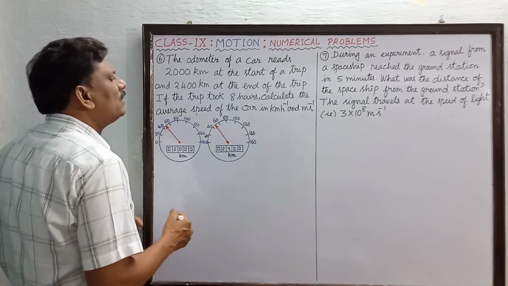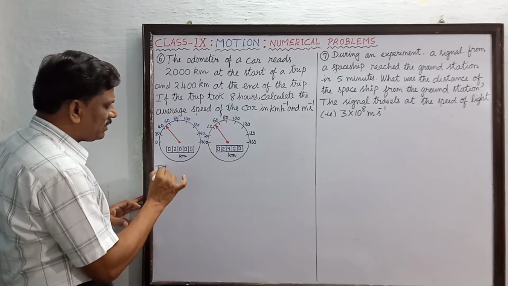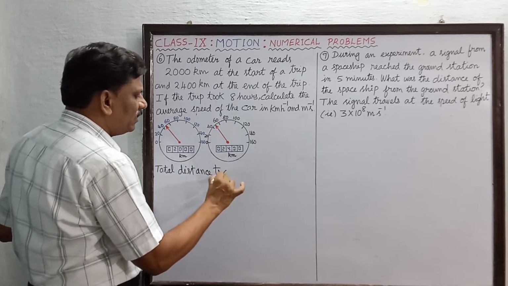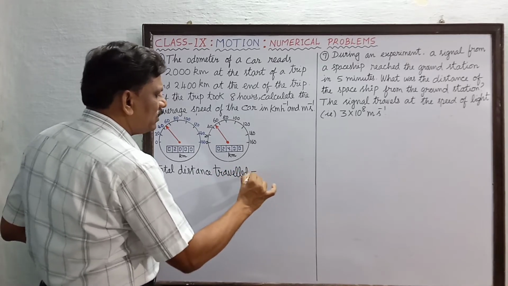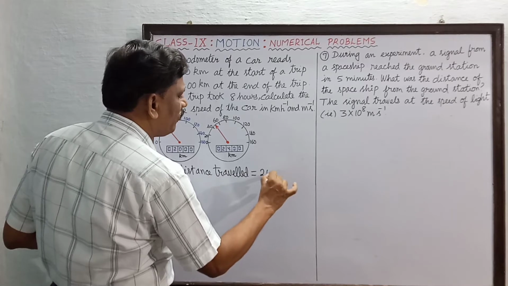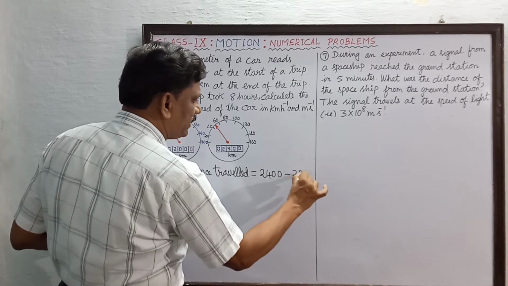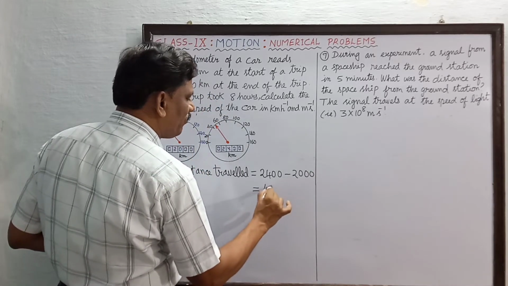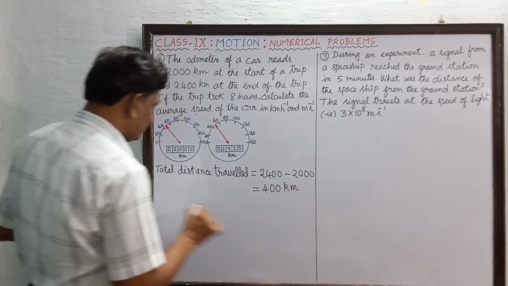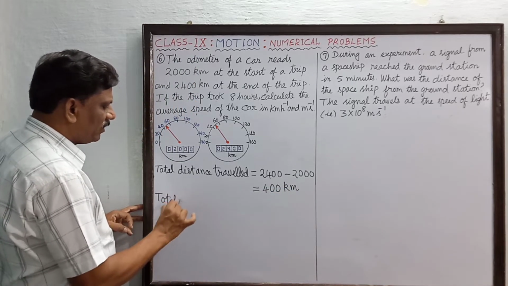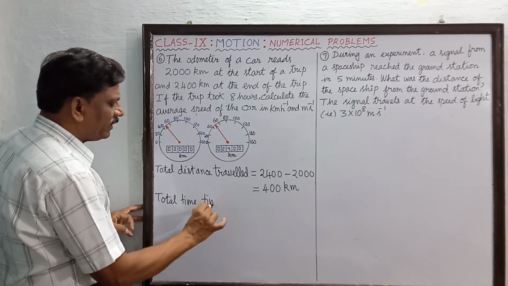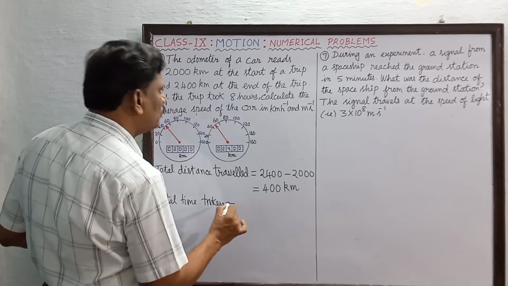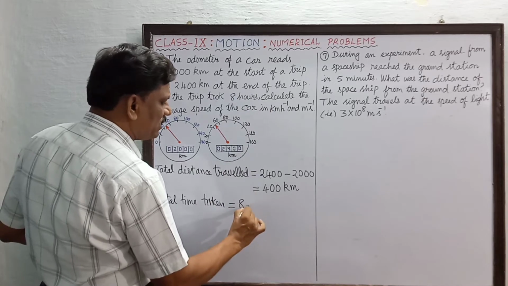Okay, so now the total distance traveled must be equal to 2400 kilometer minus 2000 kilometer. So this is equal to 400 and the unit is kilometer. And the total time taken is equal to 8 hours. Okay, 8 hours.